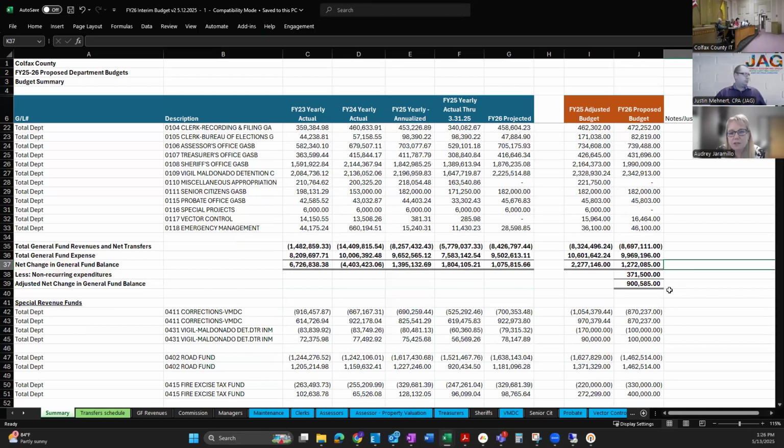And 371 of that, like Justin said, is fine because it's one-time expenditures. But there still are those vacancy positions of about 900,000 or so that would be using up cash balance if you kept them.